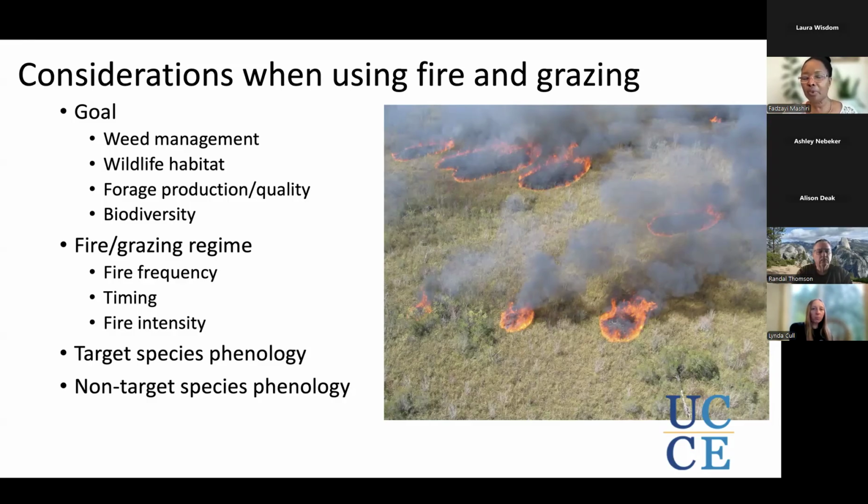But most lands are multi-use, they have multi-use potential or goals. So it also depends on whether wildlife habitat is one of your goals. When you're using fire or grazing, you really need to pay attention to how that tool is going to affect those other goals. Forage production or quality for grazing, whatever you're grazing, whether it's cows, goats, horses, or anything else, what are some of those characteristics that you're looking for?